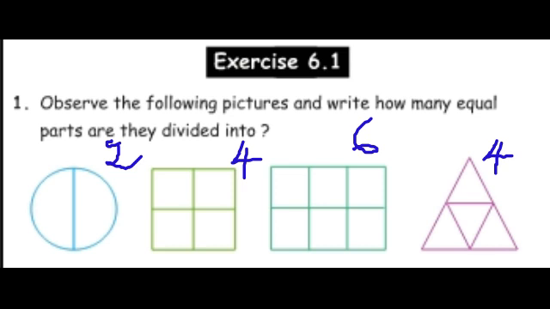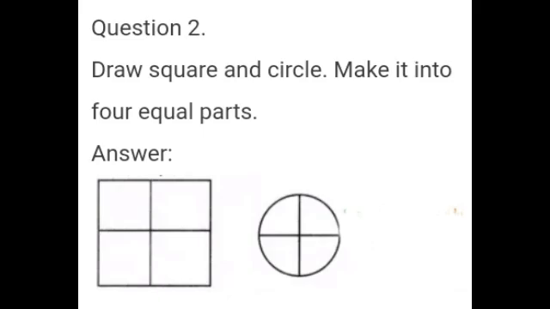Now question number 2 is, draw a square and rectangle. Make it into 4 equal parts. So see, my dear, we can draw a square as well as a circle. Draw a square and circle. So circle also we can draw, and we need to make it into 4 equal parts.